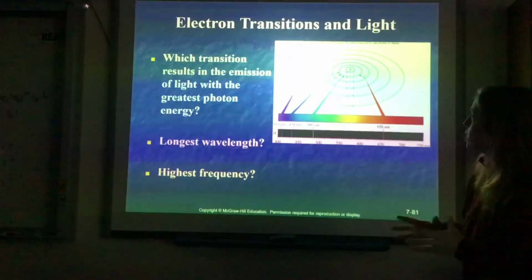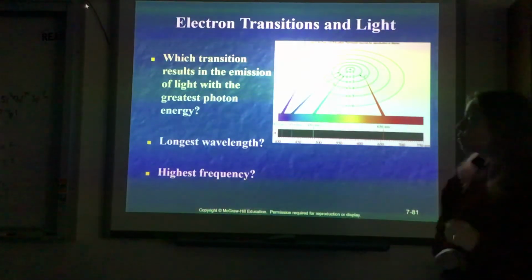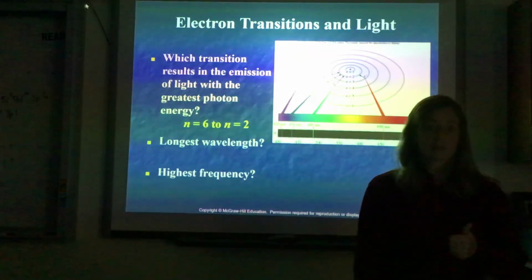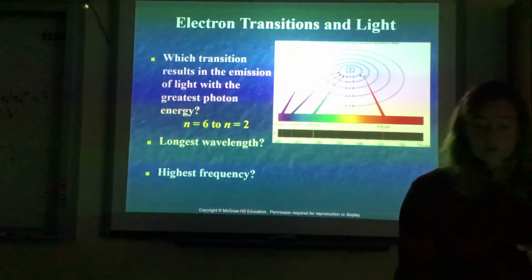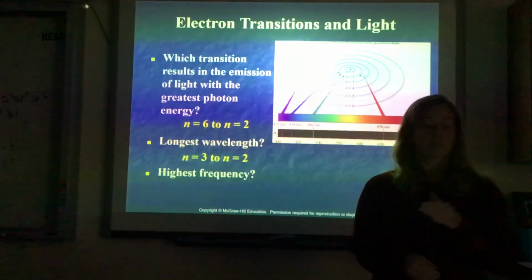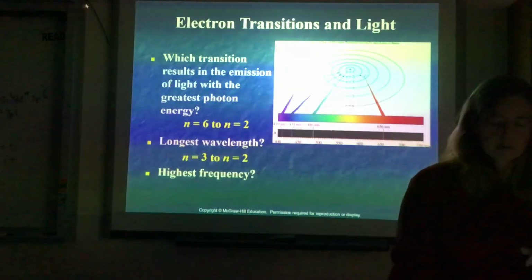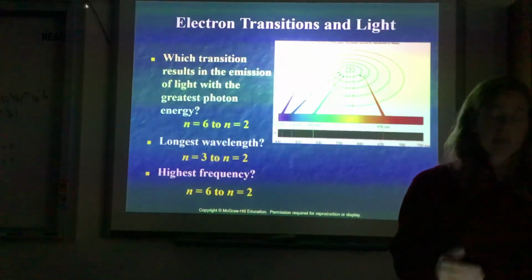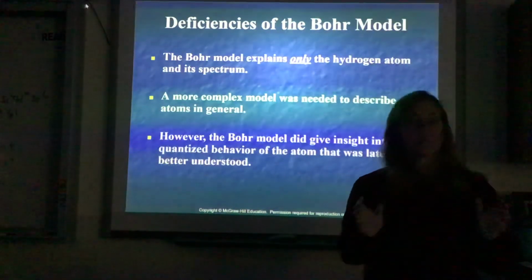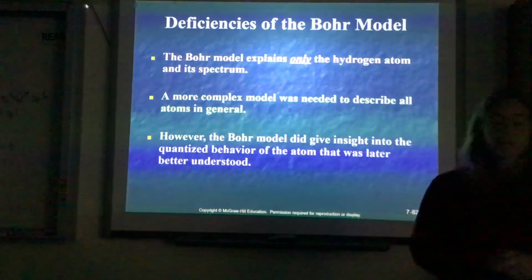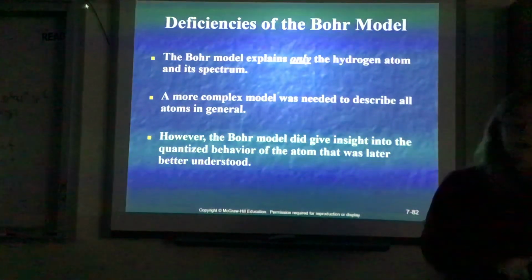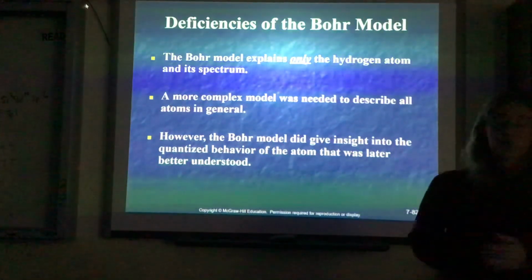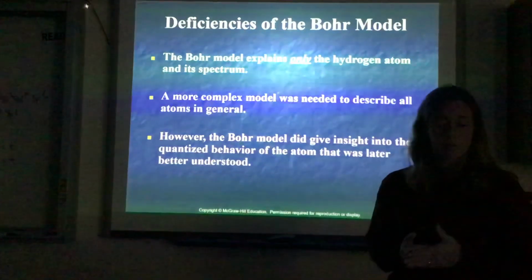So which transition results in the emission of light with the greatest photon energy? Well, that's going to be from 2 to 6, right? The biggest jump. The longest wavelength is going to be your shortest distance, from 2 to 3. And the highest frequency is going to be from 2 to 6 as well, because frequency and energy are directly related. Okay, deficiencies in the Bohr model. The Bohr model explains only the hydrogen atom. A more complex model was needed to describe all atoms in general. And the Bohr model did give insight into the quantized behavior of the atom that was later better understood.